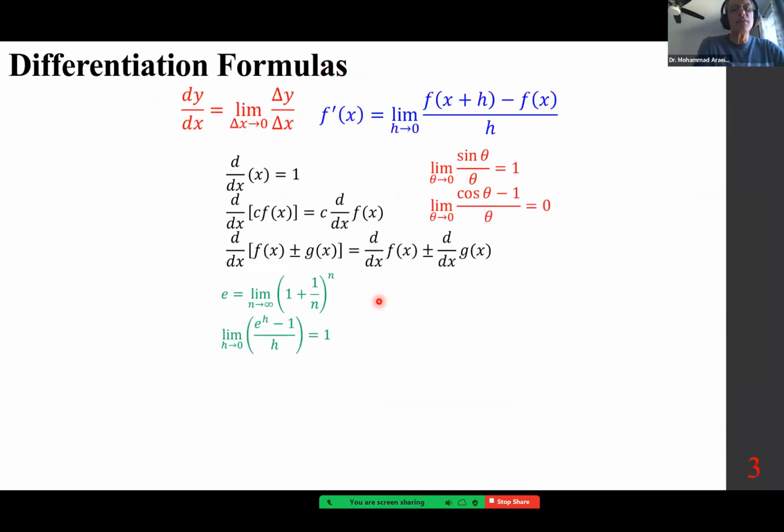So the definition, dy/dx is the limit of delta y over delta x as delta x approaches 0, or f prime of x is the limit of f of x plus h minus f of x over h as h approaches 0. This is the definition that was used previously. And with the help of the following, the limit of sine theta over theta as theta approaches 0 equals 1, the limit of cosine theta minus 1 over theta as theta approaches 0 equals 0, we got other formulas.